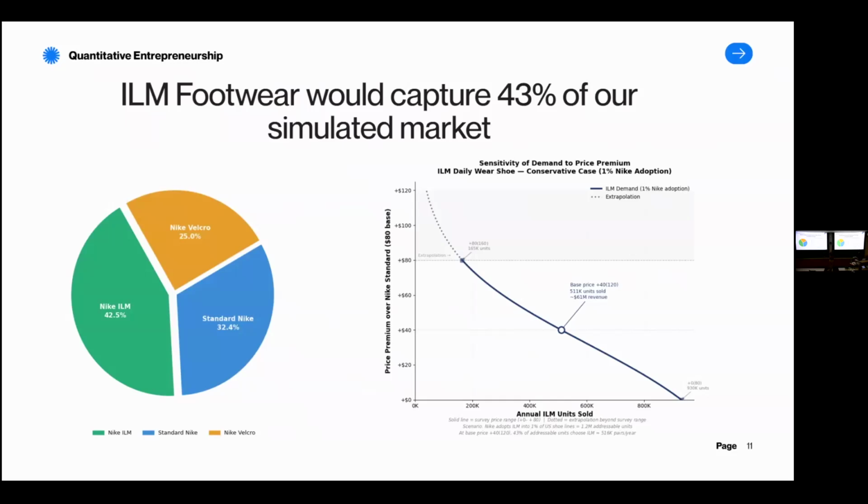Now, what this means is that if Nike were to adopt this technology for only 1% of their shoes, we expect to sell about 500,000 units, giving us an expected revenue of $61 billion.